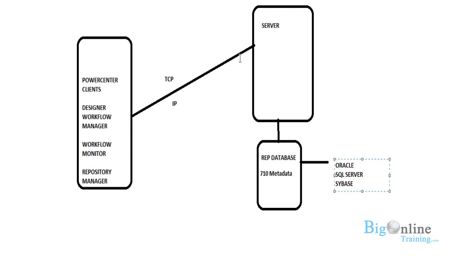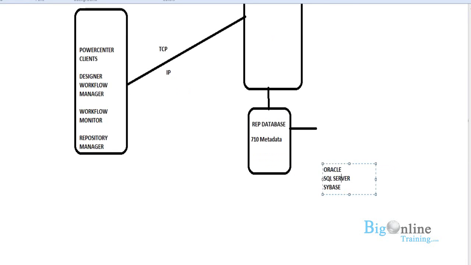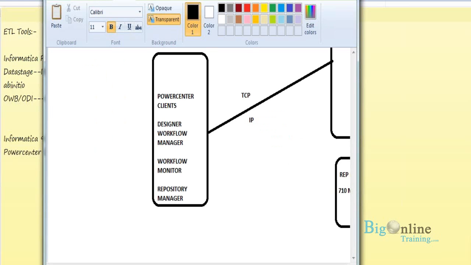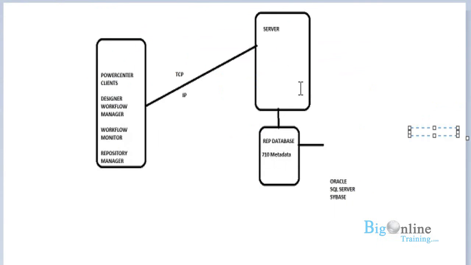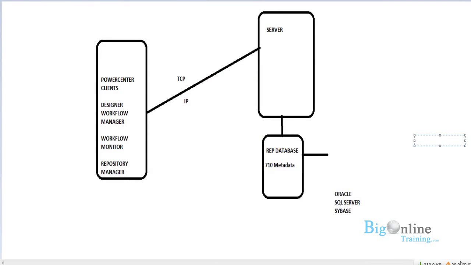Now, how does the server save all these programs to the repository database? So the server consists of two main kinds of services. These are called core services, and they are the repository service and the integration service. It consists of two services mainly, called the repository service and the integration service.